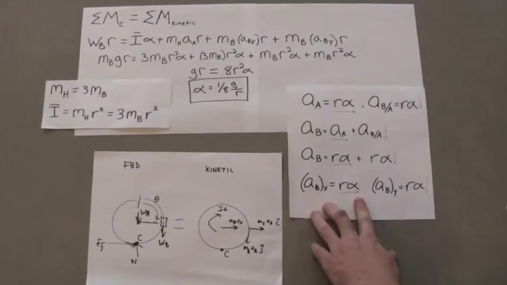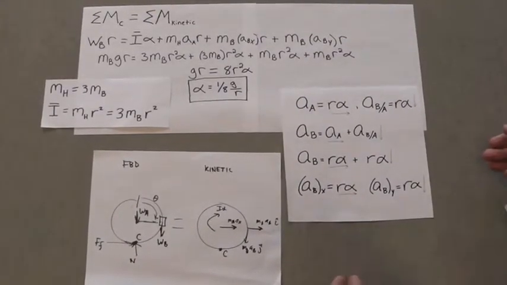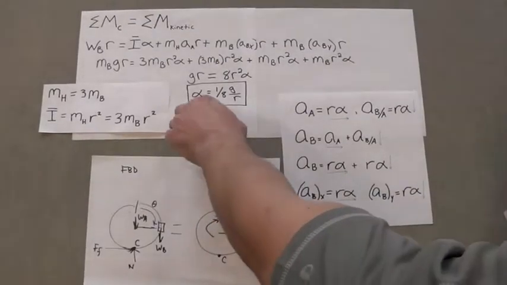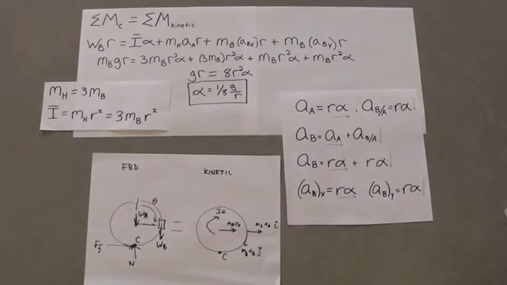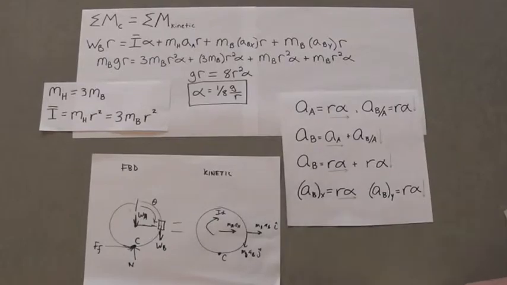pre-established relationships down here so that all the dimensions work out, and from this we solved to obtain the angular acceleration of the hoop is equal to 1/8 times g over r.